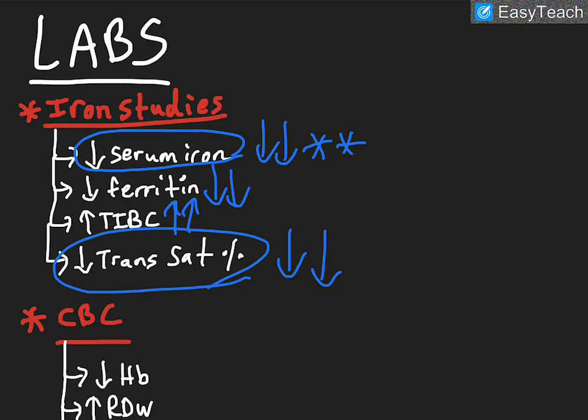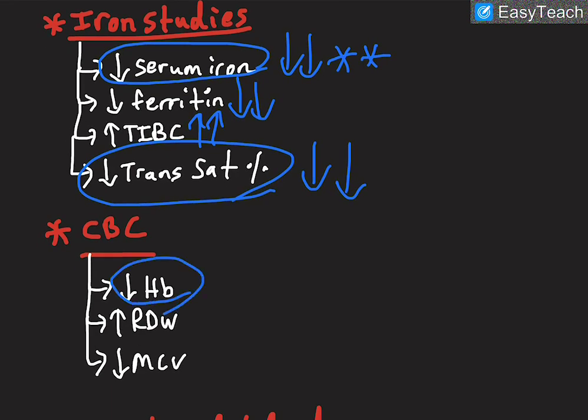And of course, if you don't have enough iron, which is stage three, remember, you don't have enough storage iron, not enough serum iron, so then you stop making adequate levels of hemoglobin. That means your hemoglobin levels will be low. If hemoglobin levels are low, your red blood cells will be smaller than usual. So your MCV will be low. How low? Less than 80 femtoliters.